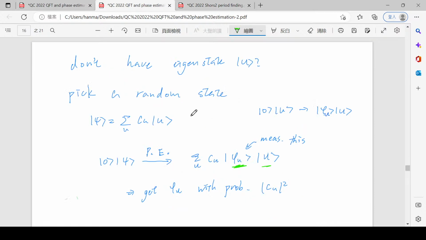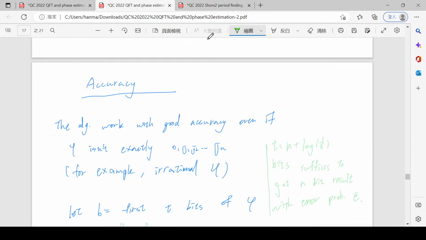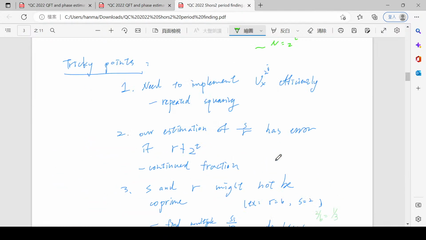Remember, phase estimation is exactly precise only if R is equal to 2 to the some power. But if R is not 2 to the some power, then the phase estimation has error, and then you need to correct that error.